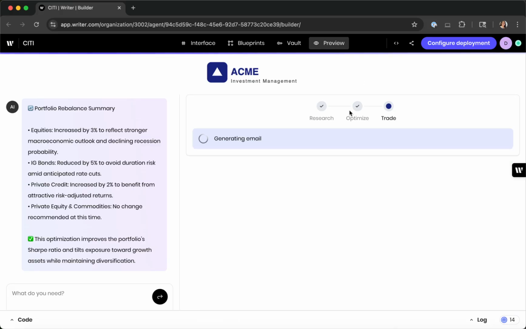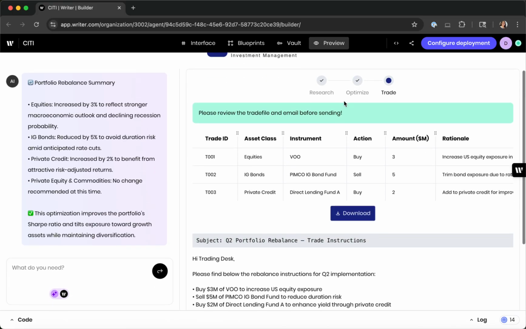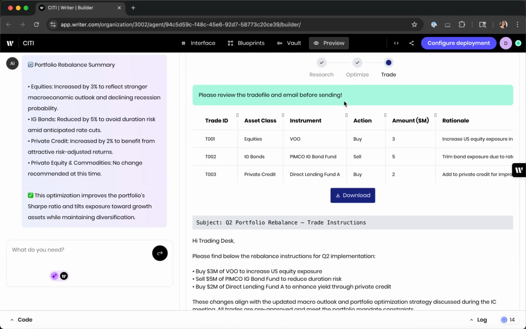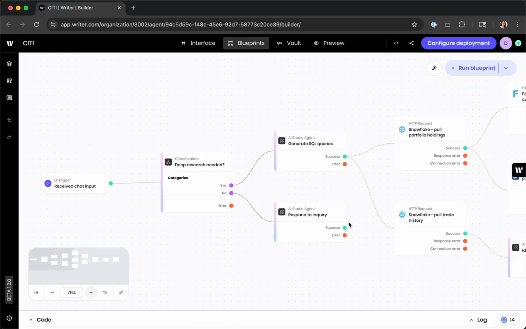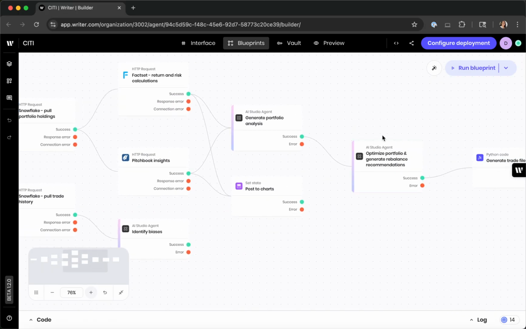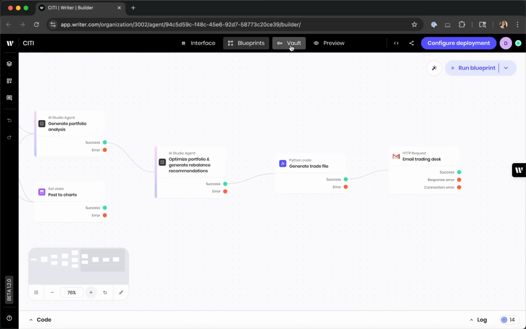Later, what we can do is imagine a portfolio manager just wants to generate a trade file now that they want to send to the trading desk. And Writer Agent, again, coordinates it in this workflow of sending that information to the trading desk, generating the email, generating the trade file itself.